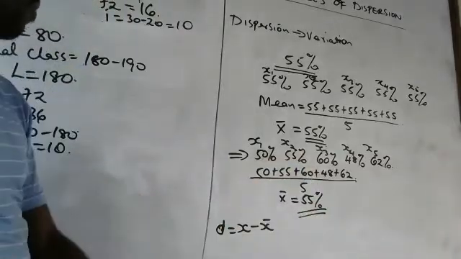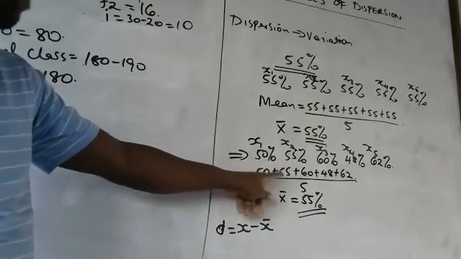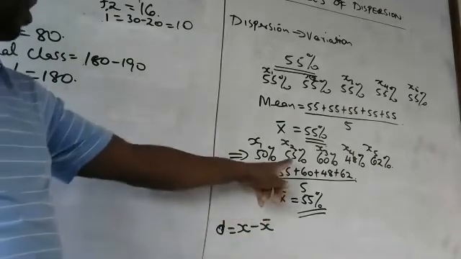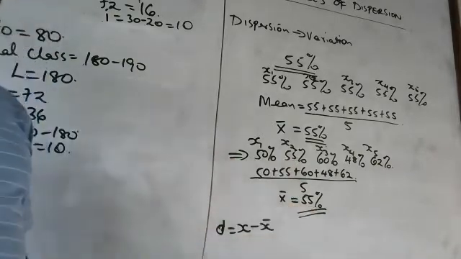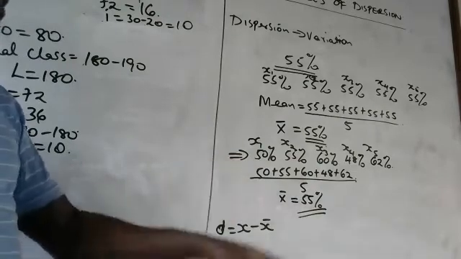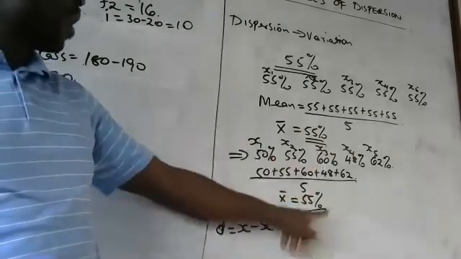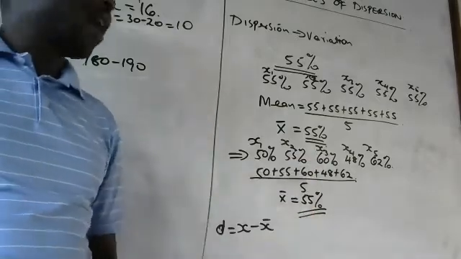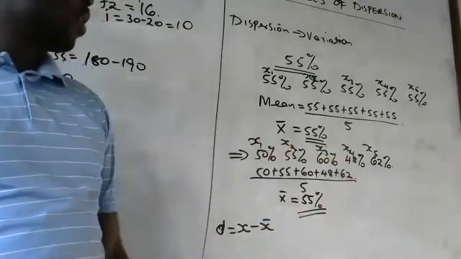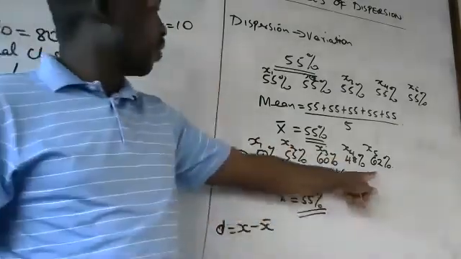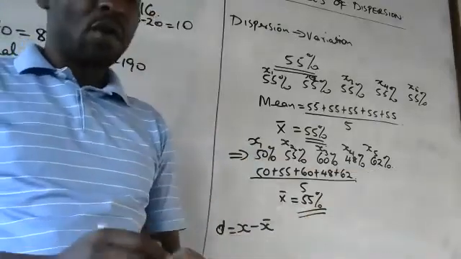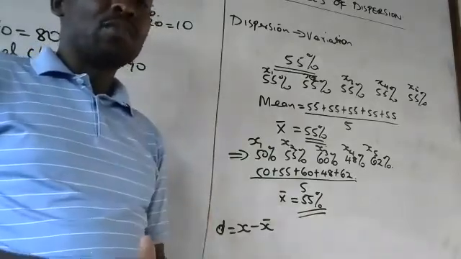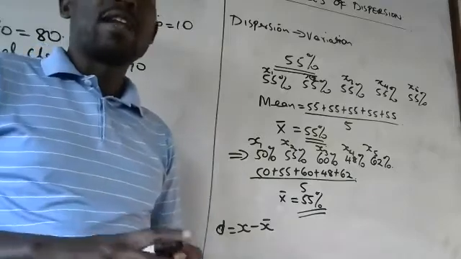So the x minus x bar for the first one is 50 minus 55. So there is a dispersion of -5. For this one, it is 55 and 55, so there is a dispersion of 0 because 55 minus 55 is 0. For x minus x bar, 60 minus 55, there is a dispersion of +5. 48 minus 55, there is a dispersion of -7, and 62 minus 55, there is a dispersion of +7.